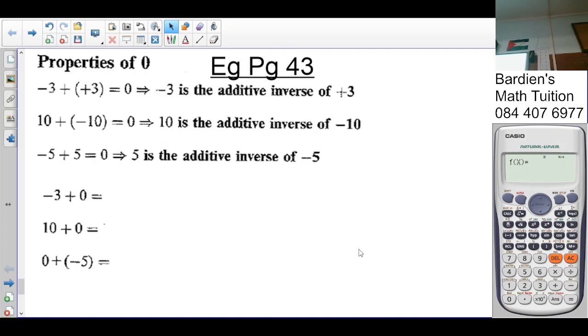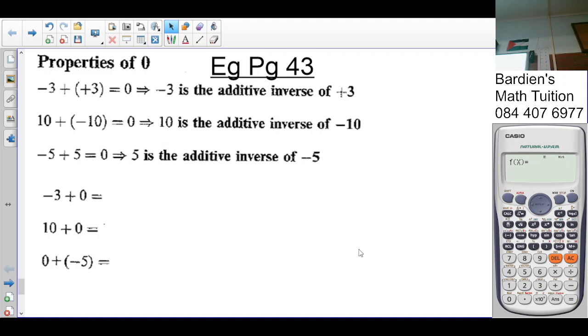So what's the additive inverse of 8? Negative 8. What's the additive inverse of negative 5? 5. What's the additive inverse of 1 million? Negative 1 million. What's the additive inverse of negative 2x squared? Positive 2x squared. You guys understand? Yes, sir. So the additive inverse, you add it, you will get an answer of 0. So 10 plus negative 10 is going to give you 0. 10 is the additive inverse of negative 10. Negative 5 plus 5 is equal to 0. 5 is the additive inverse of negative 5.